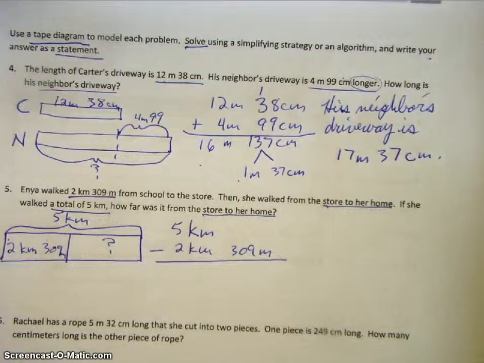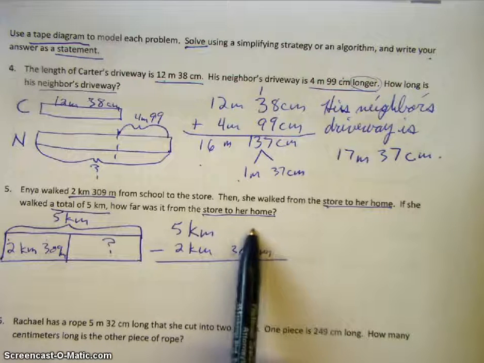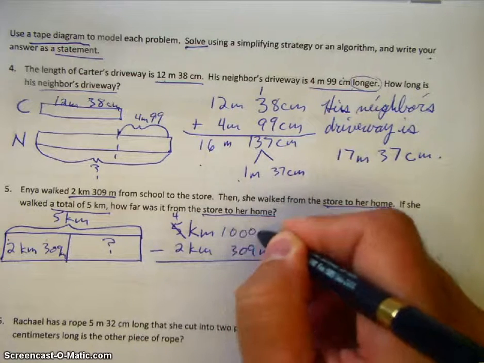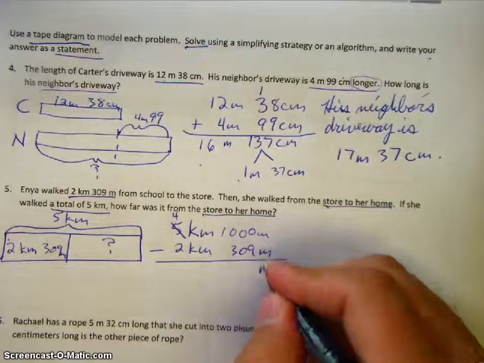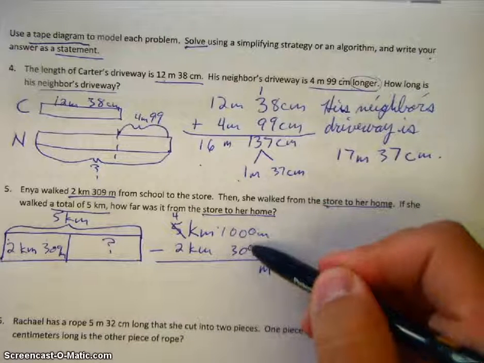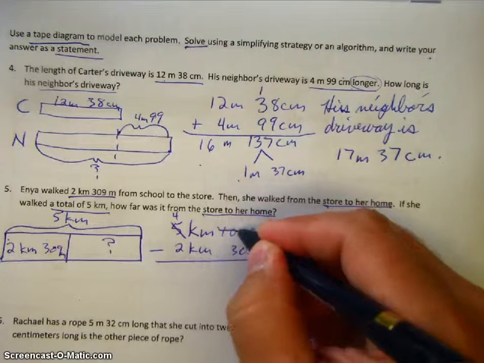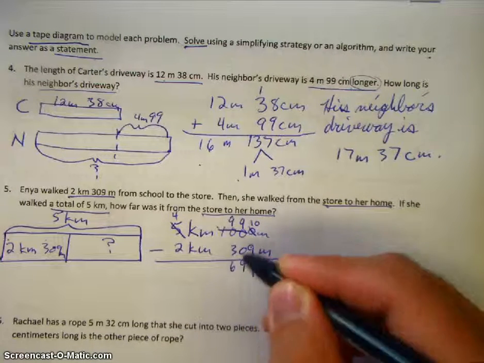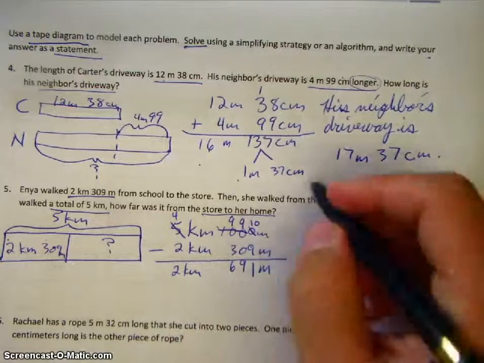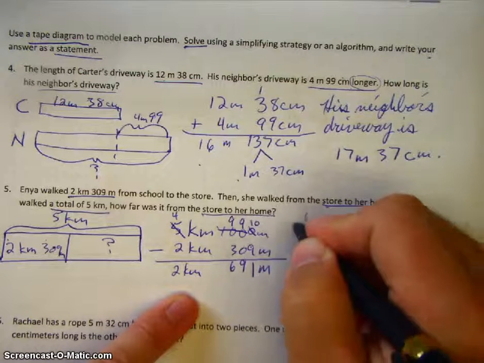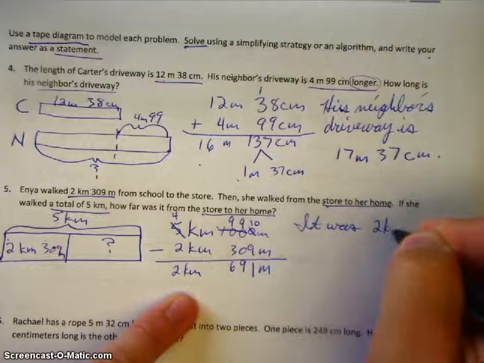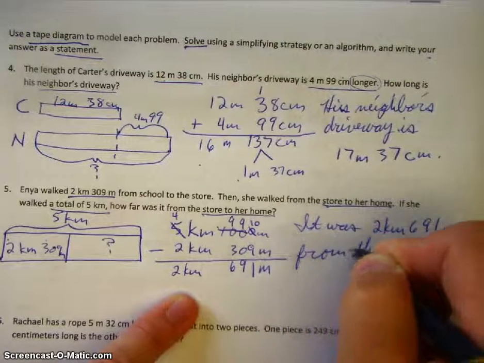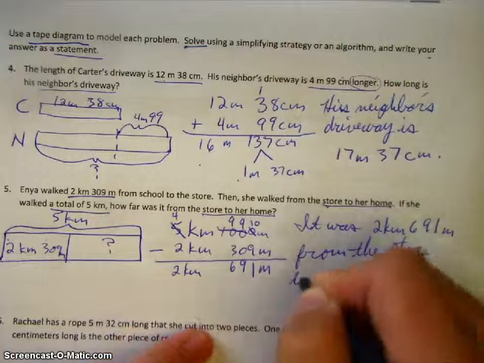Now, setting this up, right away you see over here on our meter side, we don't have any meters to subtract from. So we're going to decompose to get 1,000 meters over here. So now we can go ahead and subtract. Now, we have 0 minus 9 in our ones place, so we're going to take off this 100 tens and make it 99 tens. So we have 10 ones. 10 minus 9. So we get 2 kilometers, 691 meters. So it was 2 kilometers, 691 meters from the store to her home.